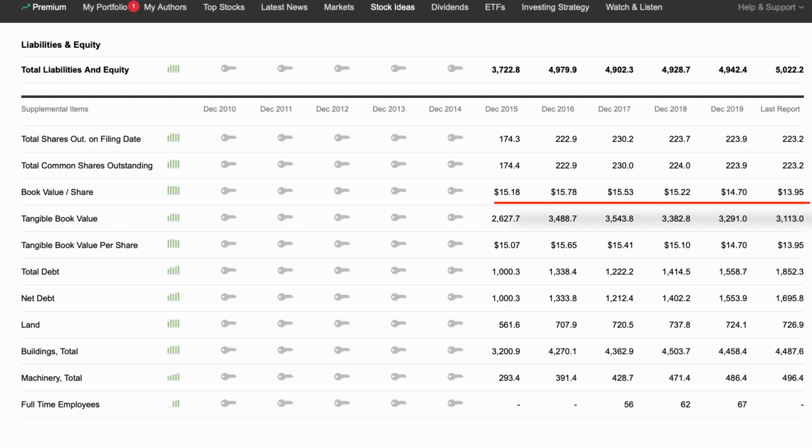Currently, or in the last report, which bear in mind was June, it was $13.95 per share. So currently it is trading below what that book value was. So when the next report comes out, if the book value is actually higher than its current value, you could reasonably expect the share price to increase again. So let's have a look at some forecasts.